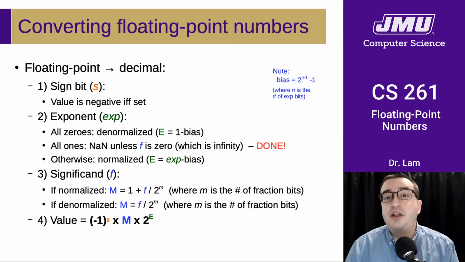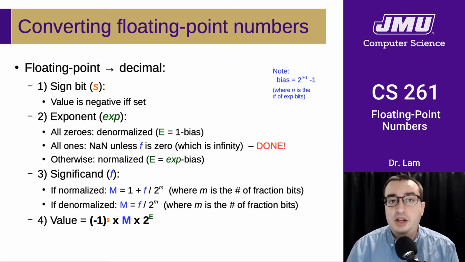Otherwise, we have a regular normalized number, and so we can calculate the true exponent as being the stored exponent minus the bias, which is how the bias encoding works. Then we have to recover the significand. If we are normalized, then we need to add up all the powers of 2 from the fractional part and then add 1. If it's denormalized, then we don't need to add that extra 1.